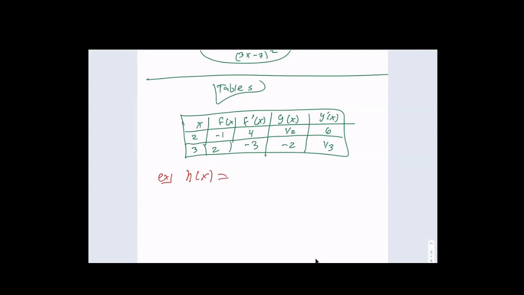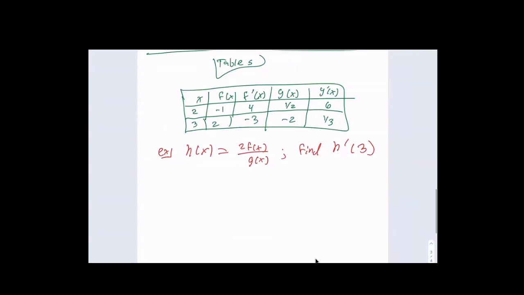So h of x is equal to 2f of x over g of x. Find h prime of 3. So remember, always, to find h prime of 3, I first need to find h prime of x, and then I can find h prime of 3.